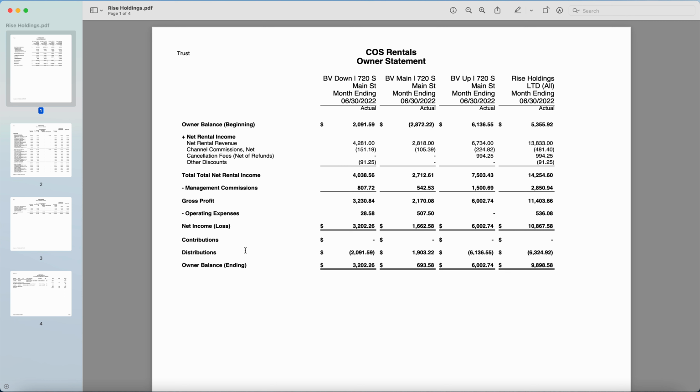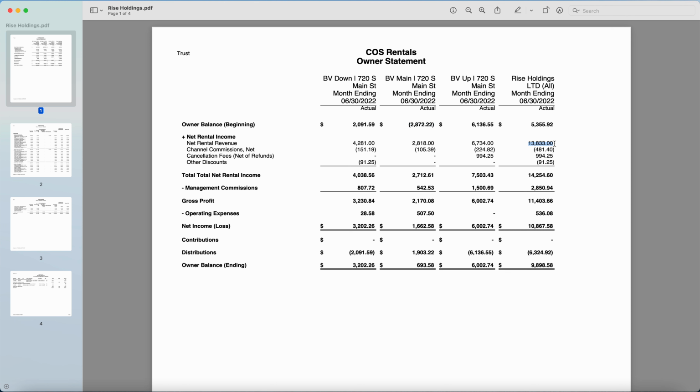So if you look on the far left, you'll see what each line item represents. This being the most important, this is your balance at the beginning of the statement. So this can be positive, or in this case, in the second column, it can be negative. This is the balance that's carried over from the previous month's statement.